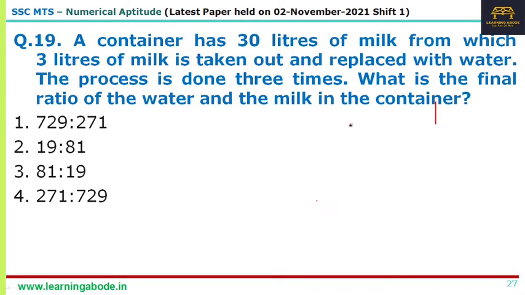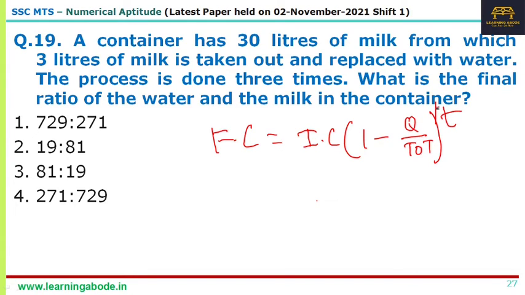So the formula is: final concentration is equal to initial concentration into (1 minus Q) whole power T. Q is the quantity that is replaced divided by the total quantity, and T is the number of times the iteration is done. If the question is about the volume, then you can write the total volume here. Initial concentration you can write as 30 liters.